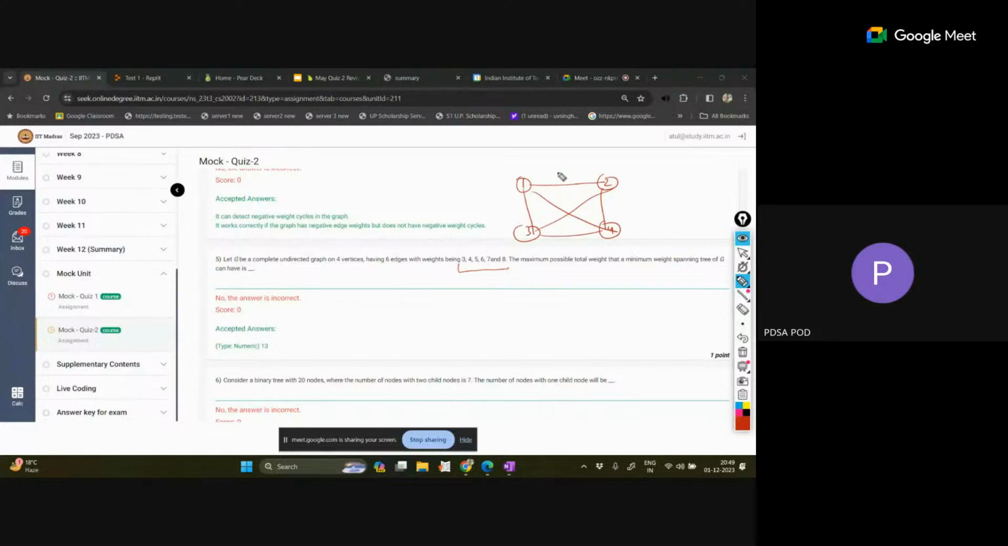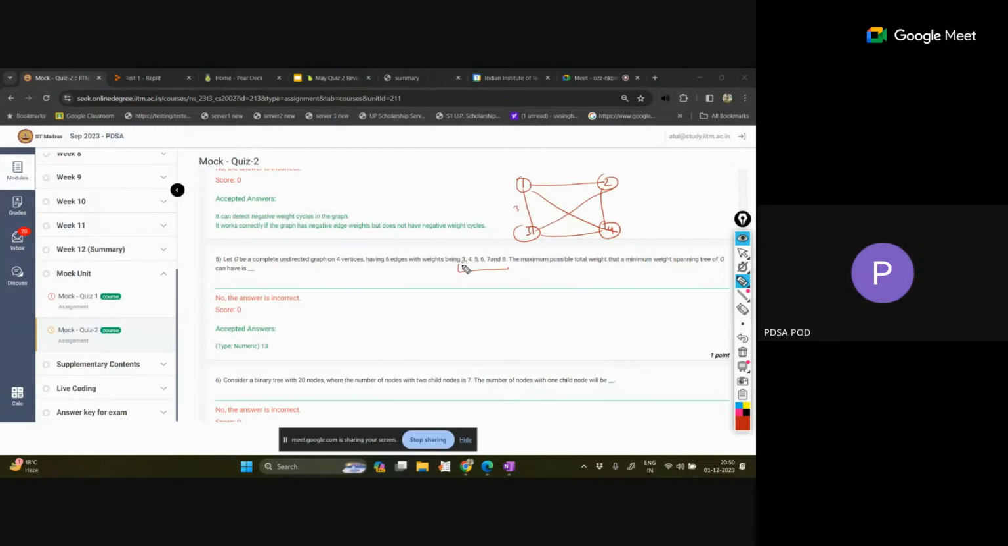So here we have to check all possibilities. Suppose we take the first weight, 3. This weight can be on any edge, like this. So there are multiple possibilities of how we put these weights on the edges in the graph. Out of all these possibilities, which graph contains the minimum spanning tree with the maximum possible weight? That is what is being asked here.